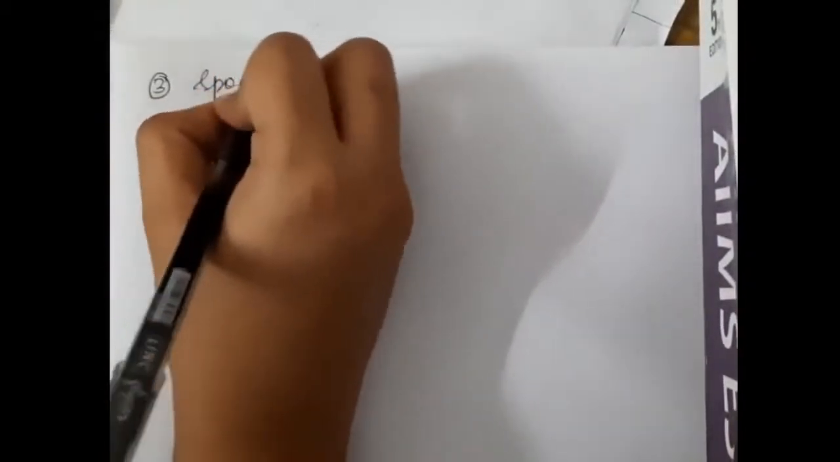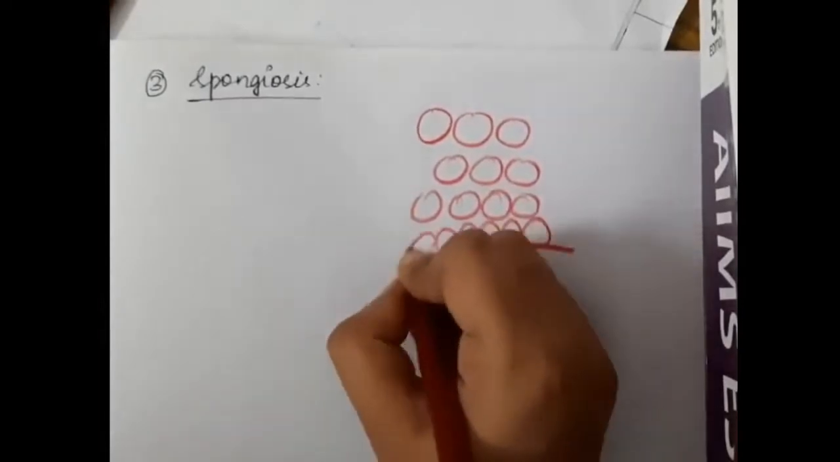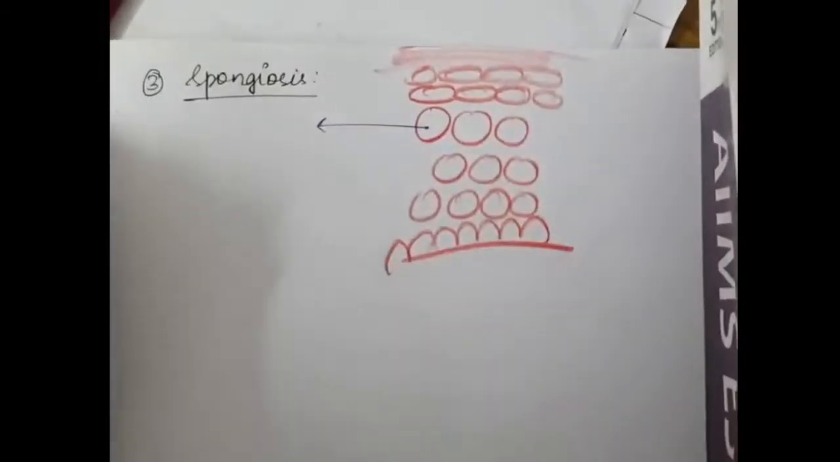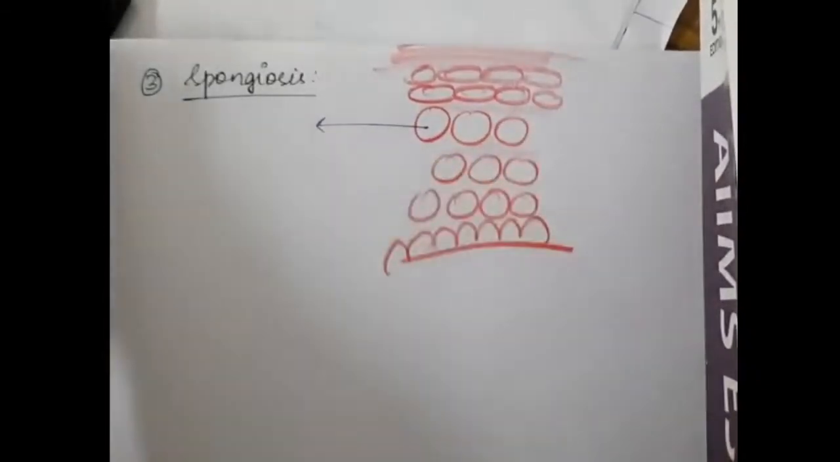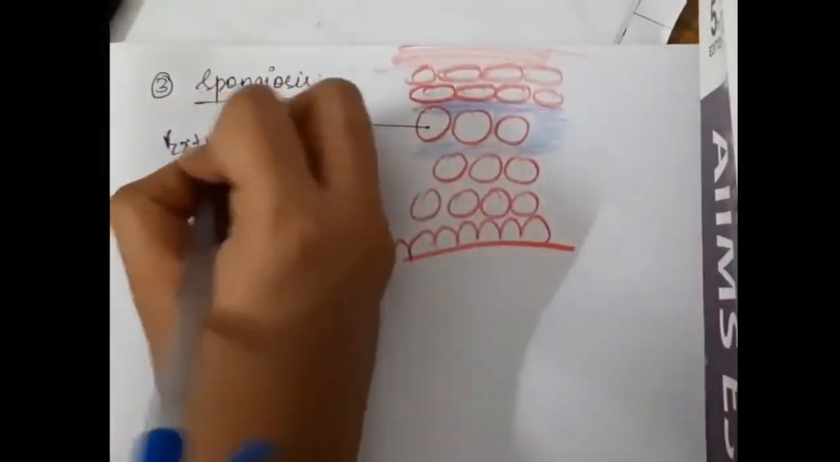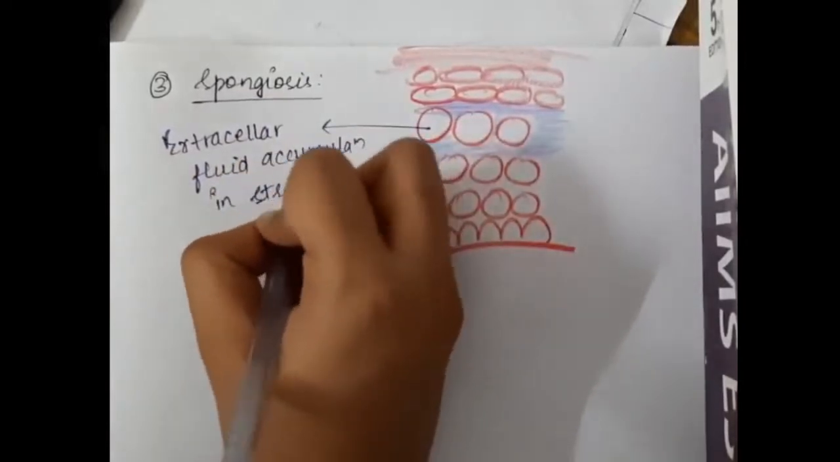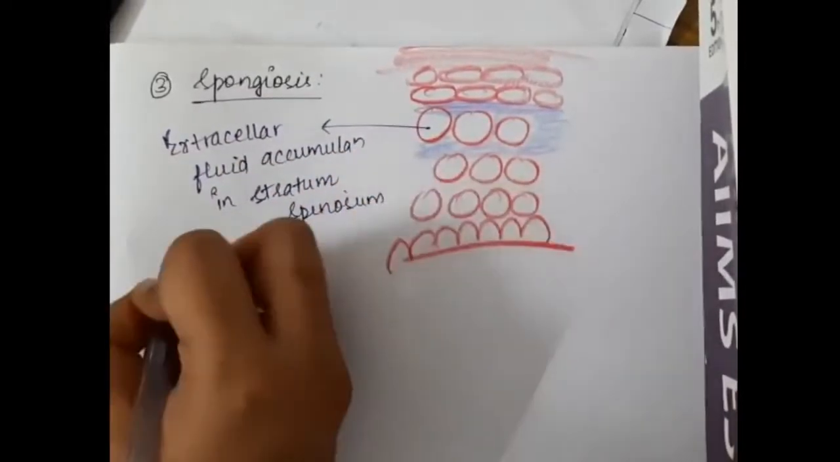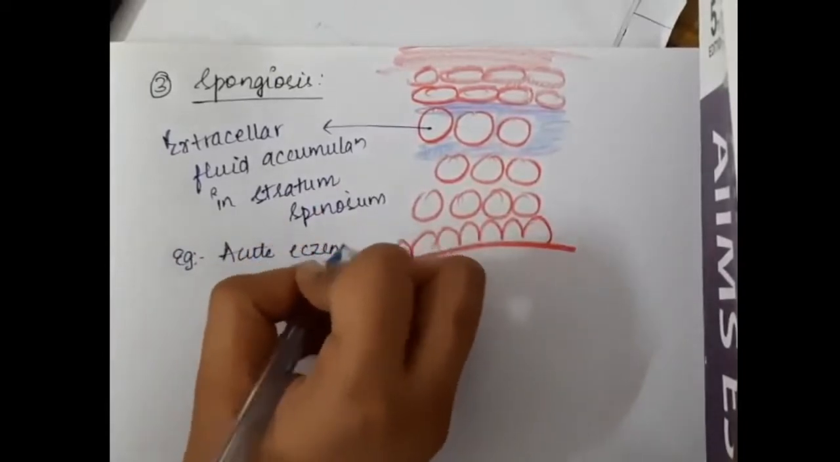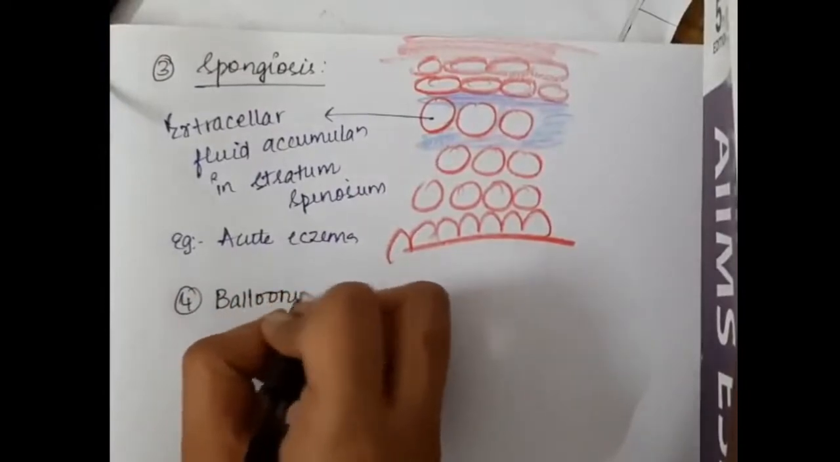The third disorder is spongiosis. In spongiosis, if there is extracellular accumulation of fluid in the stratum spinosum, we call it spongiosis. An example is acute eczema.